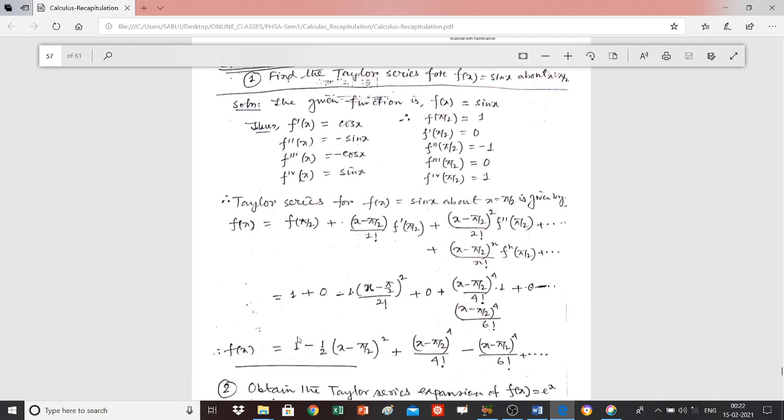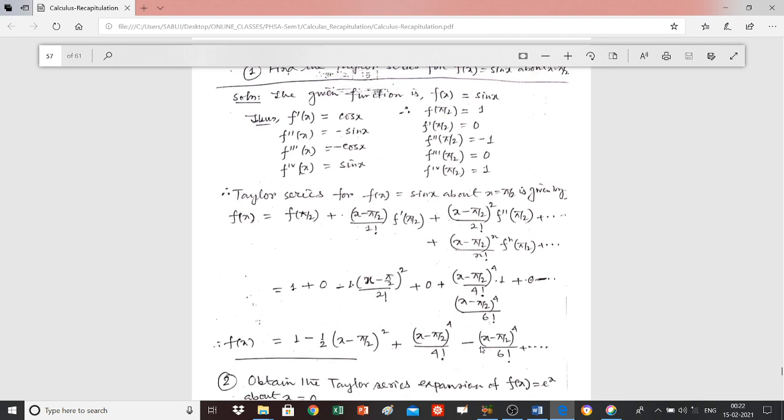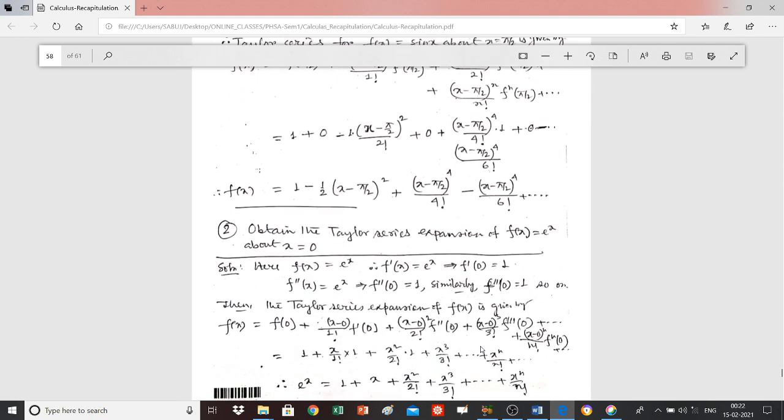So f(x) is equal to 1 minus 1 by 2 (x minus pi by 2) squared, from this term by 2 here, from this term (x minus pi by 2) to the power 4 by 4 factorial, from this term minus (x minus pi by 2) to the power 6 by 6 factorial. So this is the expansion of sin x about the point x is equal to pi by 2, plus dot dot dot etc. This is sufficient in this term.